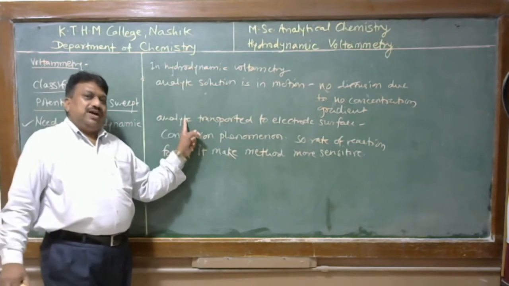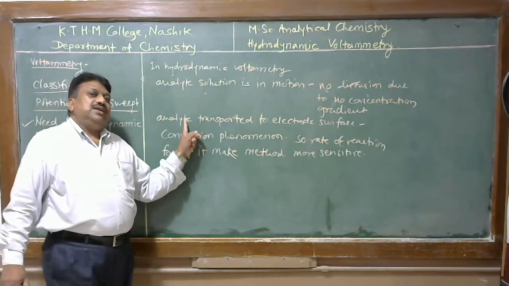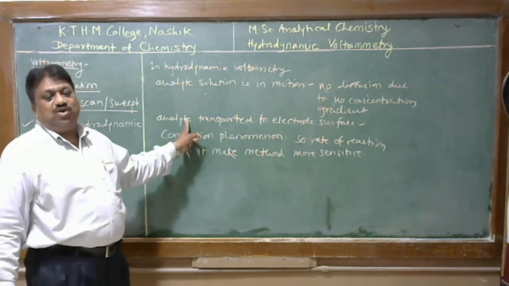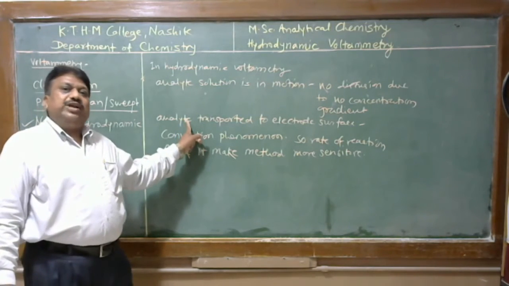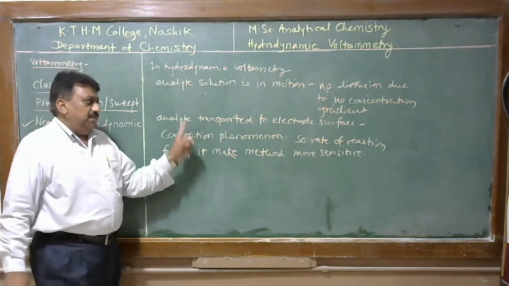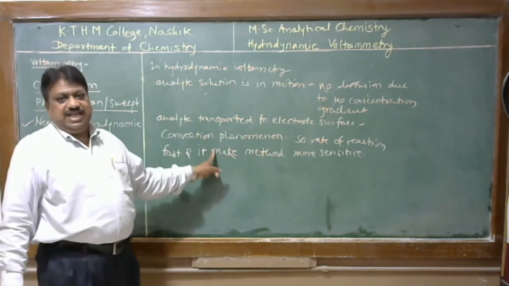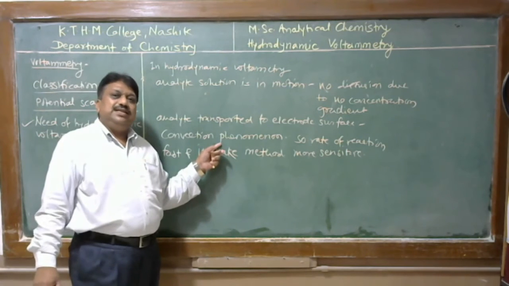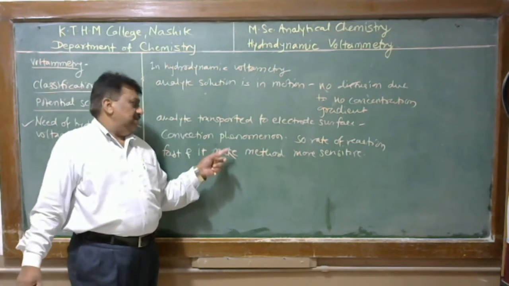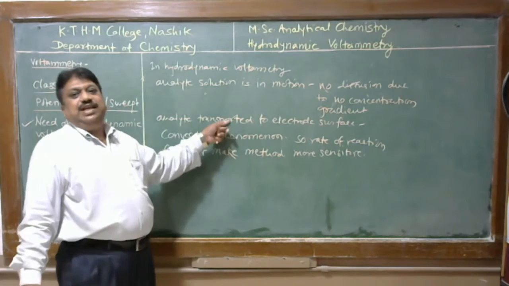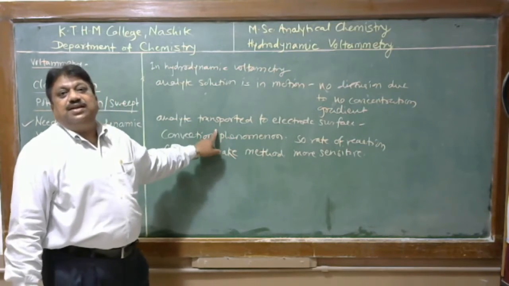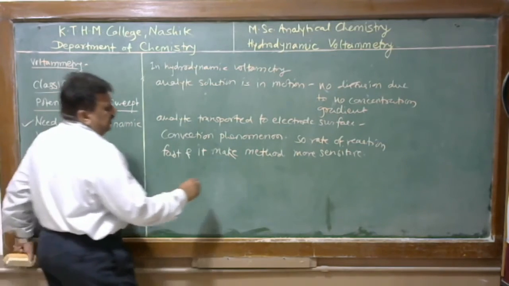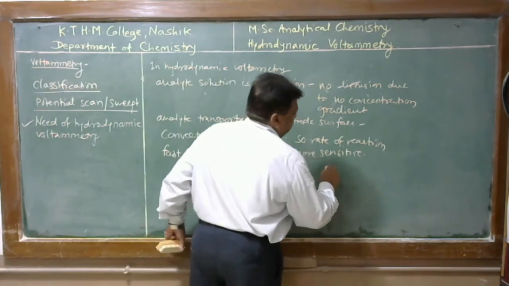In case of polarography, the concentration gradient phenomenon is utilized for transportation of electroactive species to the electrode surface. But in this case, the convection phenomenon transports them. Therefore, even a few ions present in the bulk of the solution are transported to the electrode surface as the solution is continuously in motion. Due to this, hydrodynamic voltammetry becomes more sensitive.